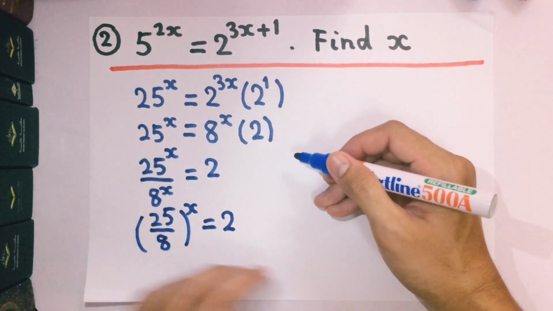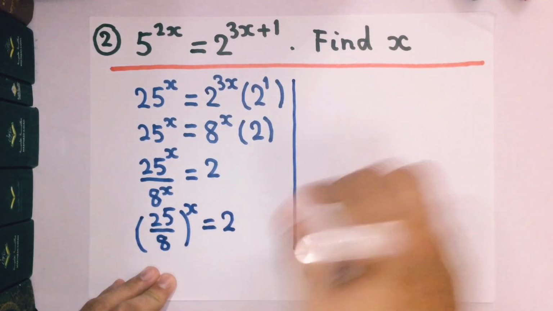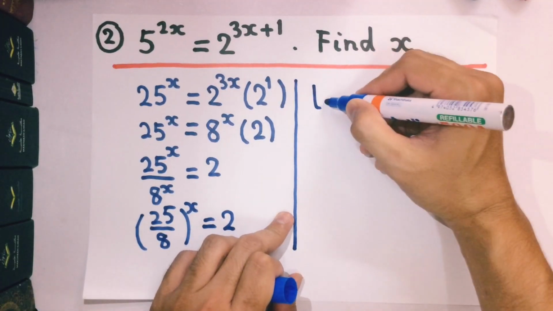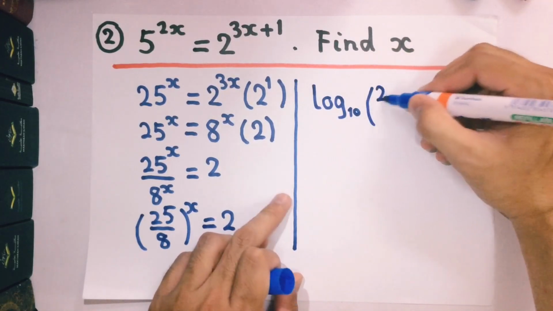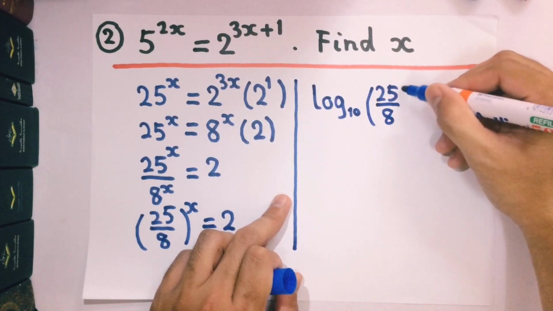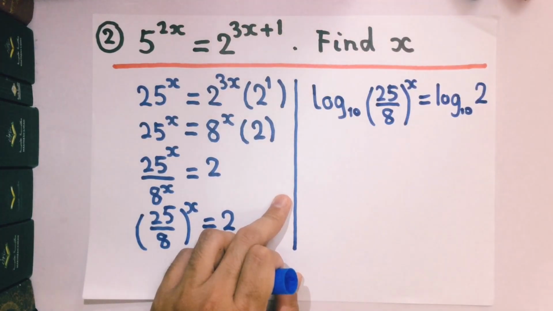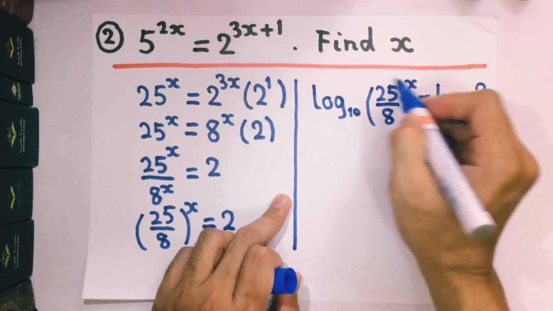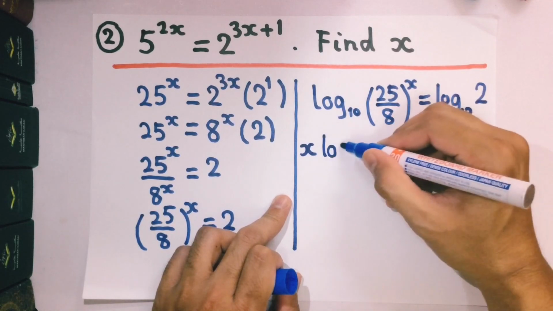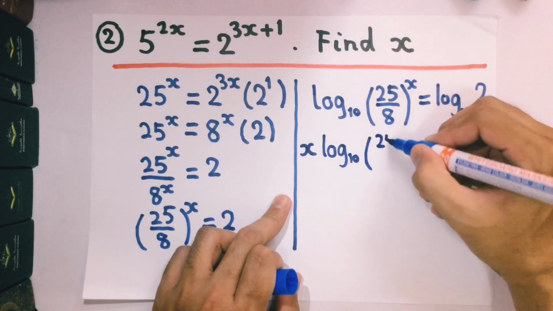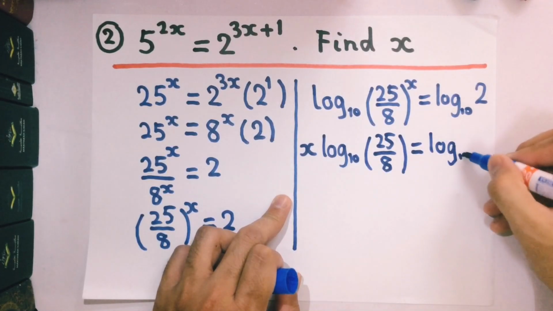In order to solve this question, you have to put log on both sides. So we're going to give them log on both sides. If you put log, the only log base that we can use is log base 10. So you're going to write log base 10 of (25 over 8) to the power x, and then equals log base 10 of 2. Then what we do is we can bring x down by the law of logarithm, obviously. So x log 10 of 25 over 8 equals log 10 of 2.